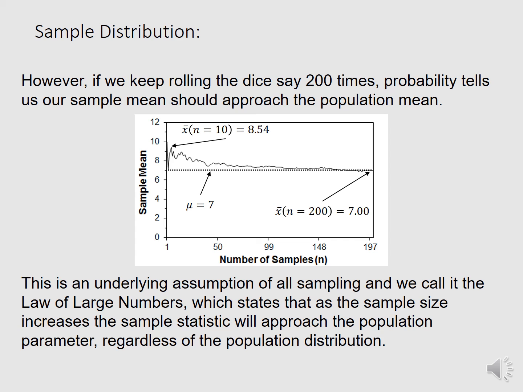But if we roll that pair of dice, say 200 times, probability tells us our sample mean should approach the population mean, and we can see that it eventually does. The foundational assumption of our probability-based sampling is called the law of large numbers, which states that as the sample size increases, the sample statistic will approach the population parameter regardless of the population's distribution.